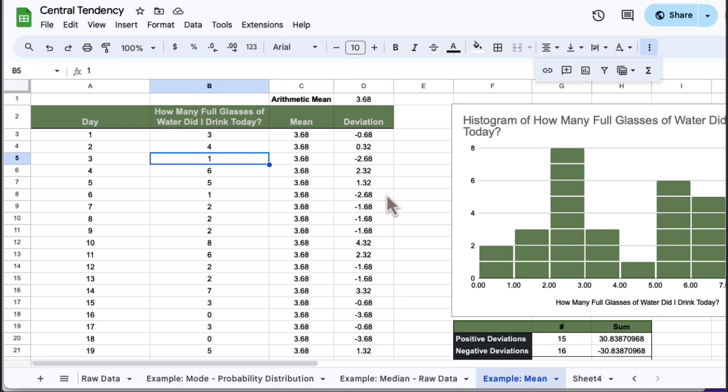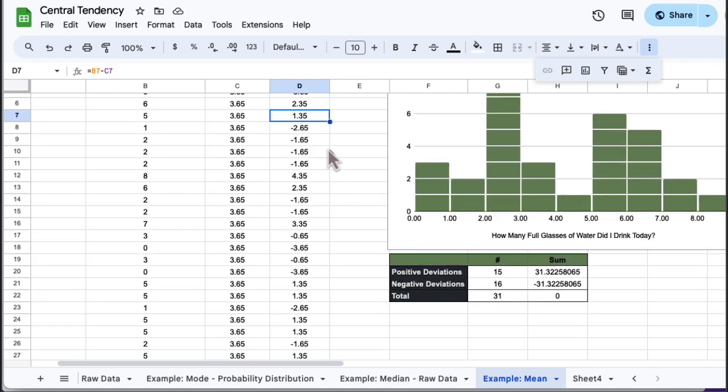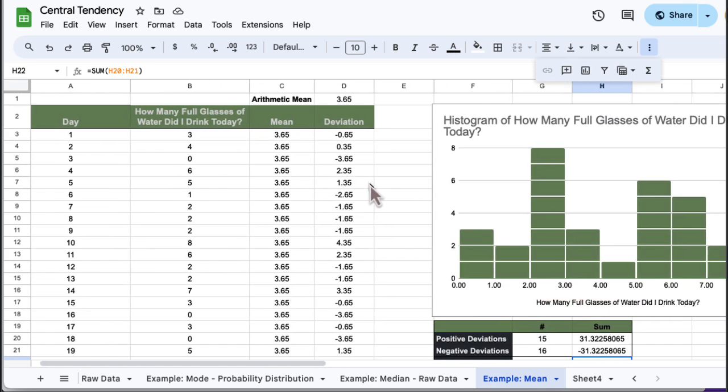And if any of my data points change, well, then the arithmetic mean is going to change, and it's going to maintain that balance. So if on day 3, I didn't have 1 glass of water, but I had 0 glasses of water, well, that would drop the arithmetic mean down to 3.65. That would change every single one of these deviations, and the sum would still come out to 0, because that is what the mean does.